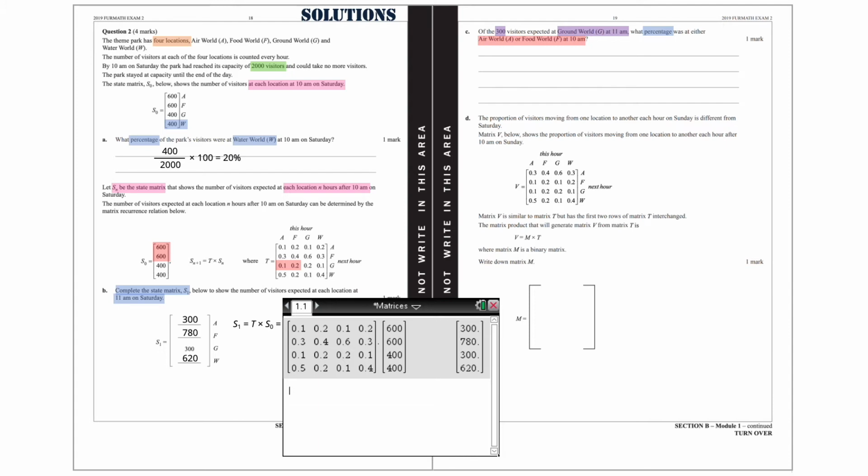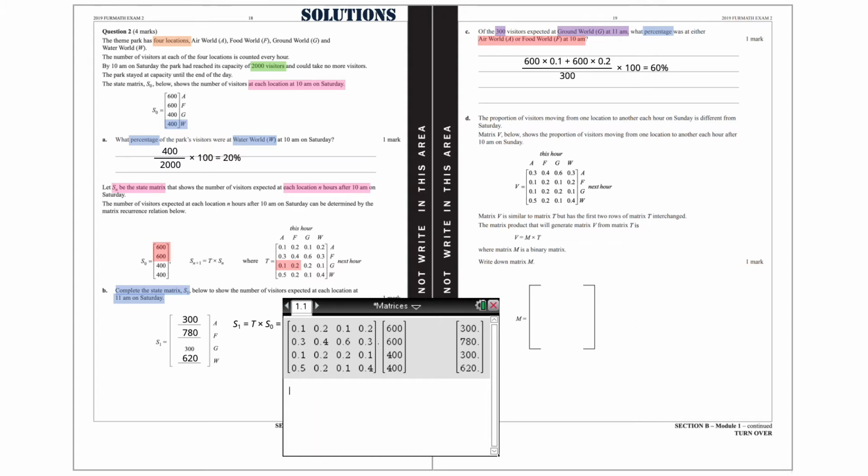Therefore, to calculate the percentage, we need to multiply 600 by 0.1 plus 600 times 0.2, divide by 300 times 100, and that gives us 60%.